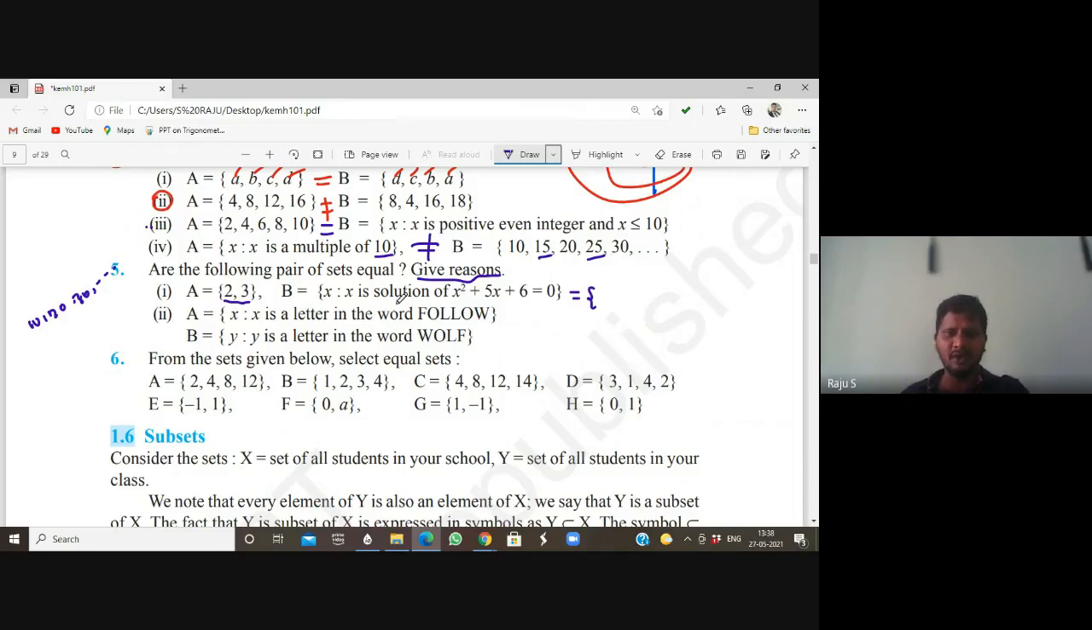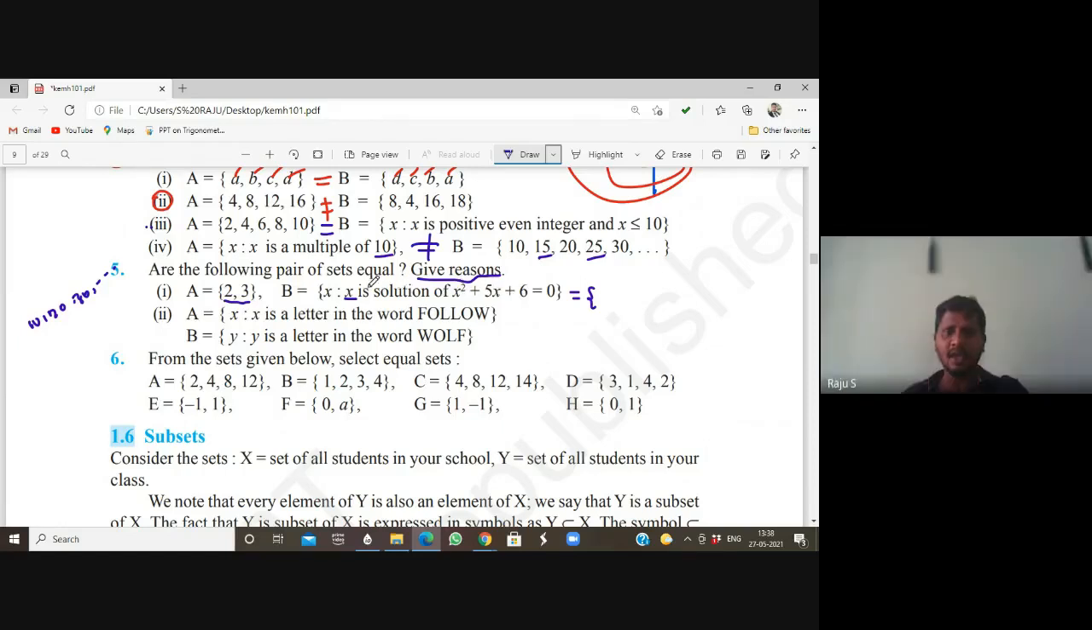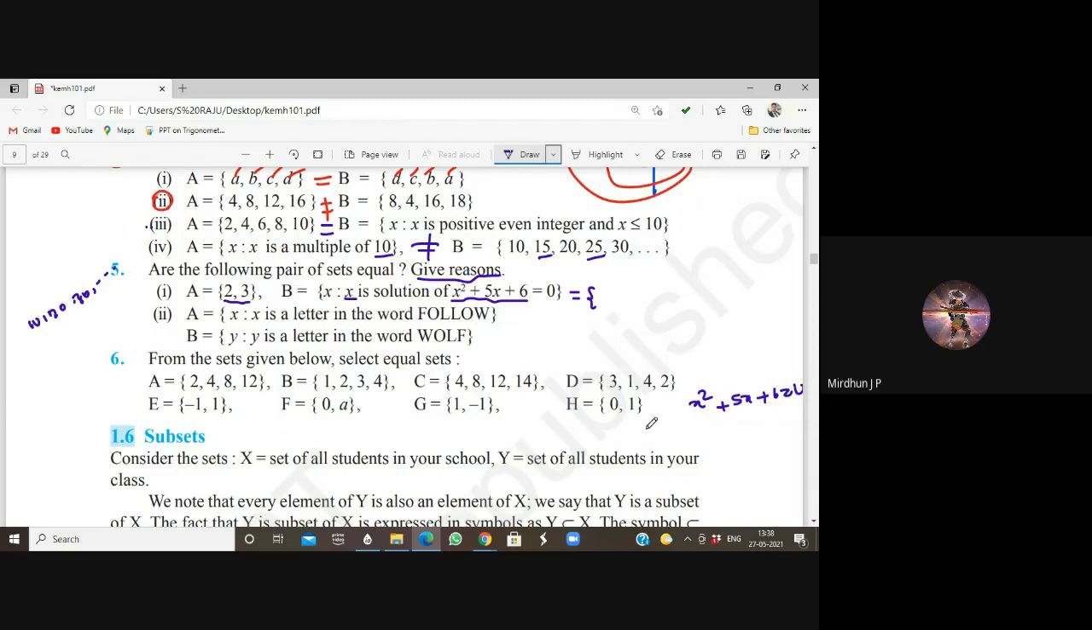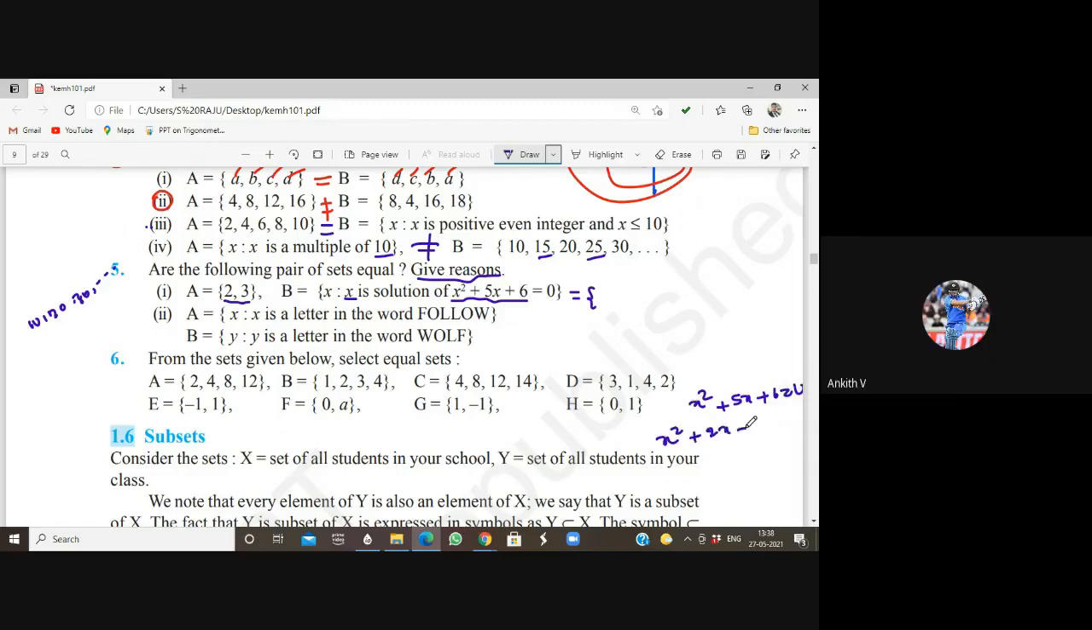To change to roster form, what is X actually? X is a solution. So minus 3 comma minus 2, sir. Yeah, X is a solution of this quadratic equation. All of you solve this quadratic equation. Sir, x plus 3 into x plus 2 equal to 0. X equal to minus 2 and minus 3.